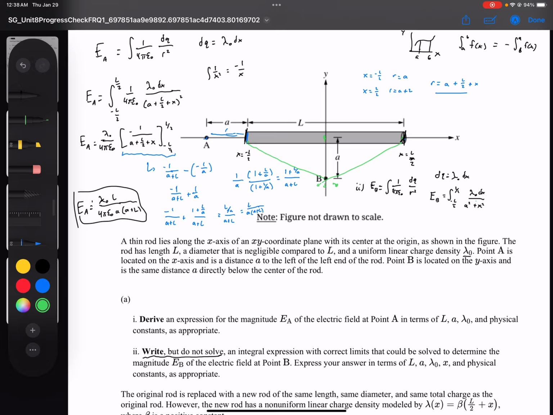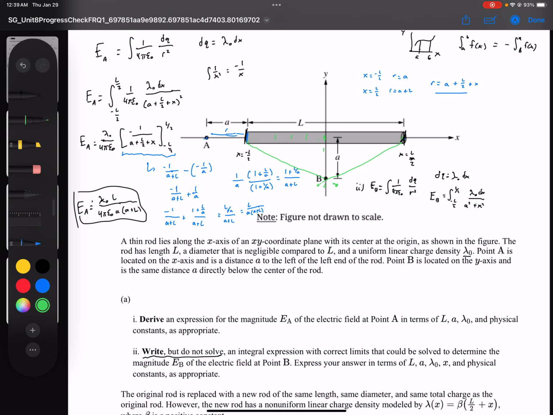So it's basically just the Pythagorean theorem. For each infinitesimal charge element, you're going to use the Pythagorean theorem to see how far away it is from point B. Every time I look at a little piece of the rod, it's going to form a right triangle with a height of a, and the base is going to be x.